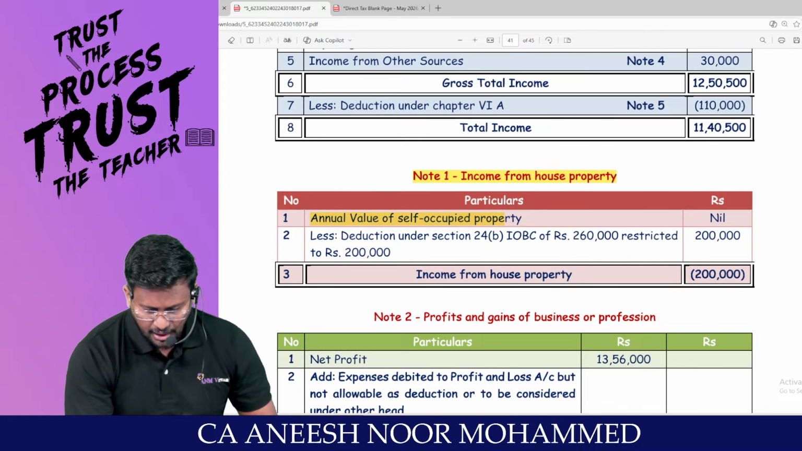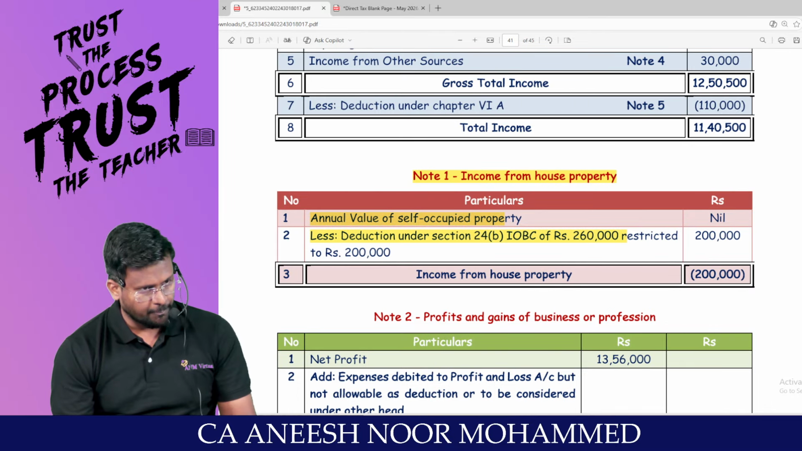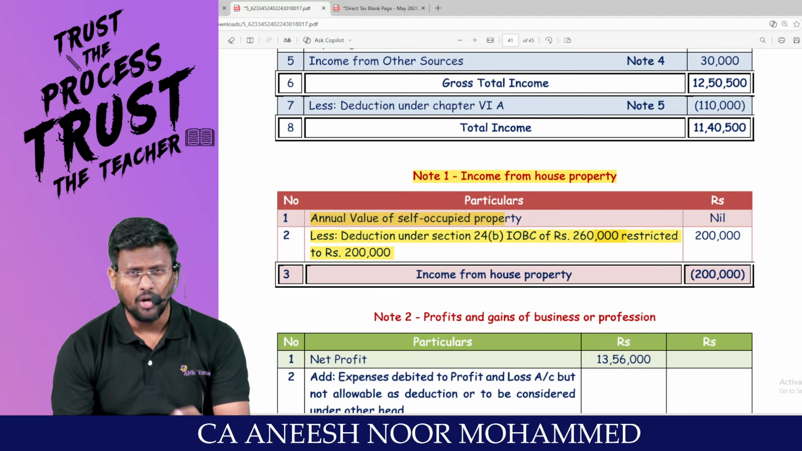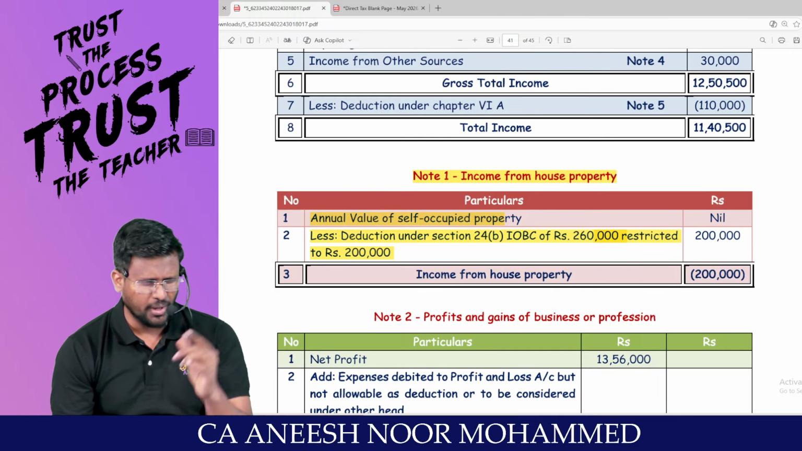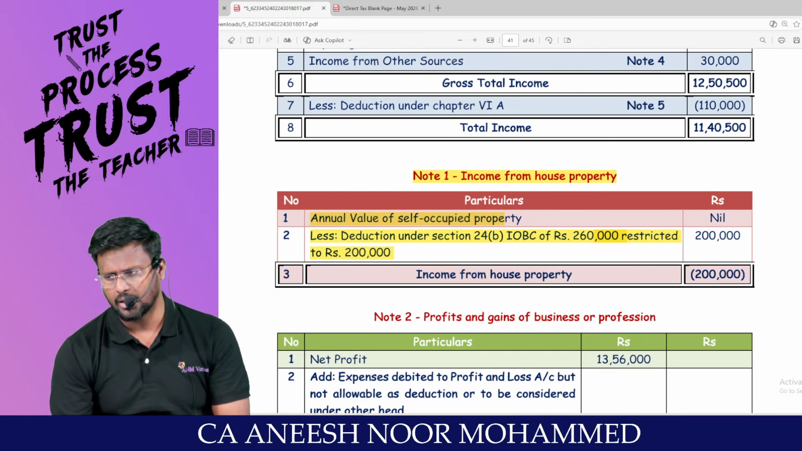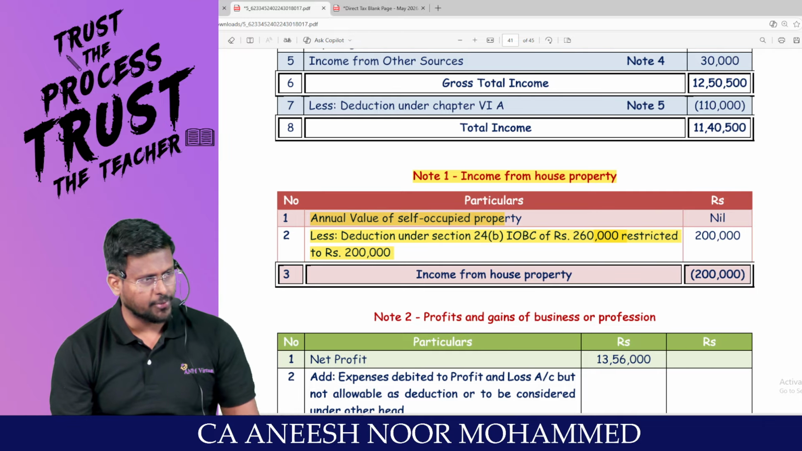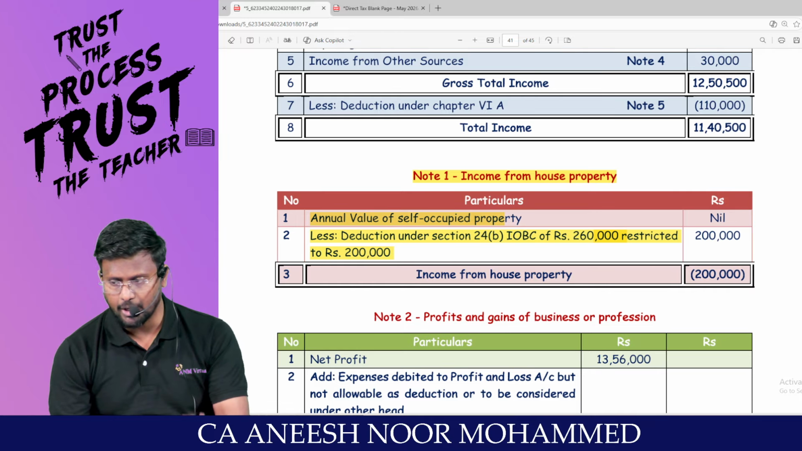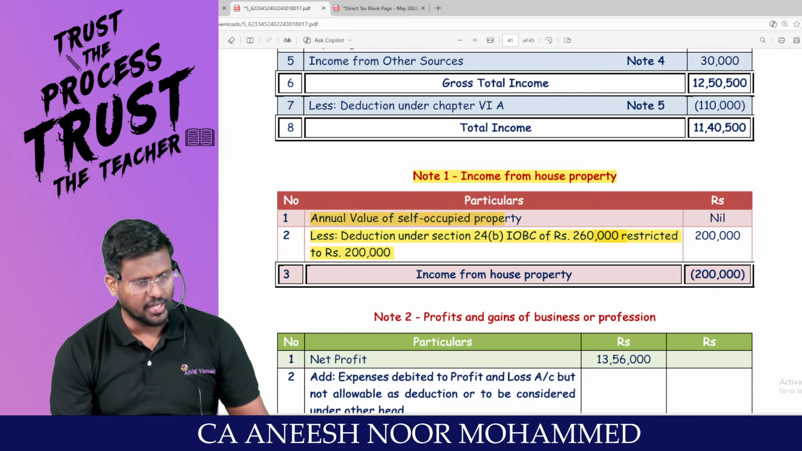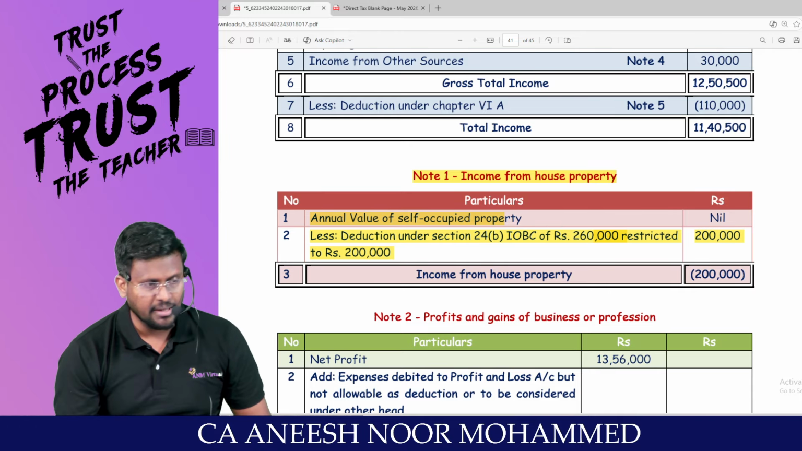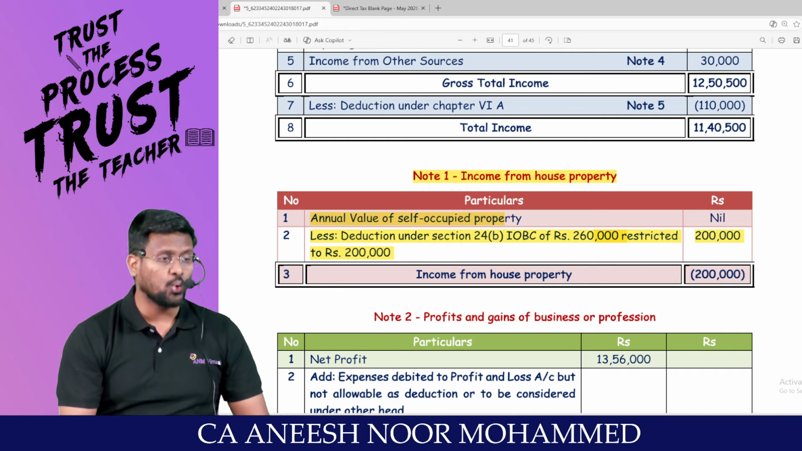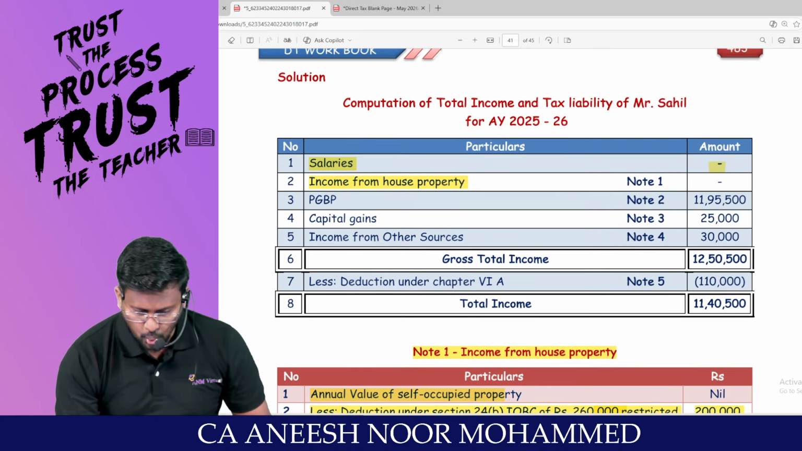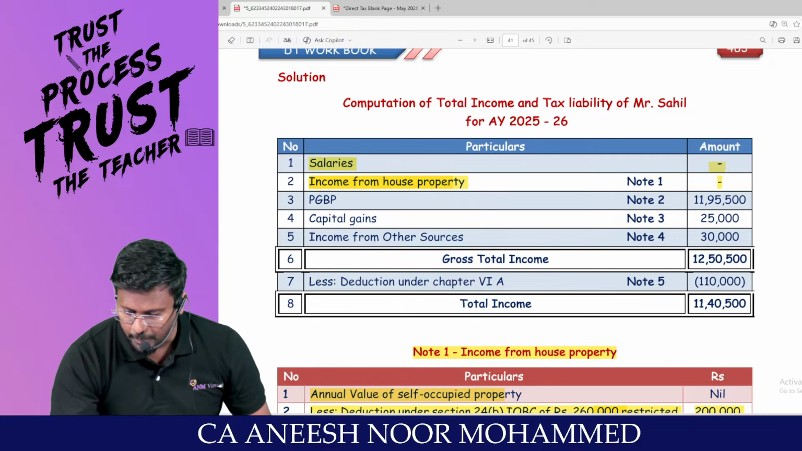On that NAV, less deduction under 24B. Out of 2,60,000 under 24B, since all the three conditions have been satisfied: loan has been taken on or after 1/4/1999, loan amount has been used for the purpose of construction or acquisition, and such construction or acquisition has been completed within a period of 5 years from the end of the financial year in which the loan has been sanctioned. My dear lovable students, you are entitled to the higher limit of 2 lakh. So loss from house property is 2 lakh. That's what is here: income from house property, minus 2 lakh.